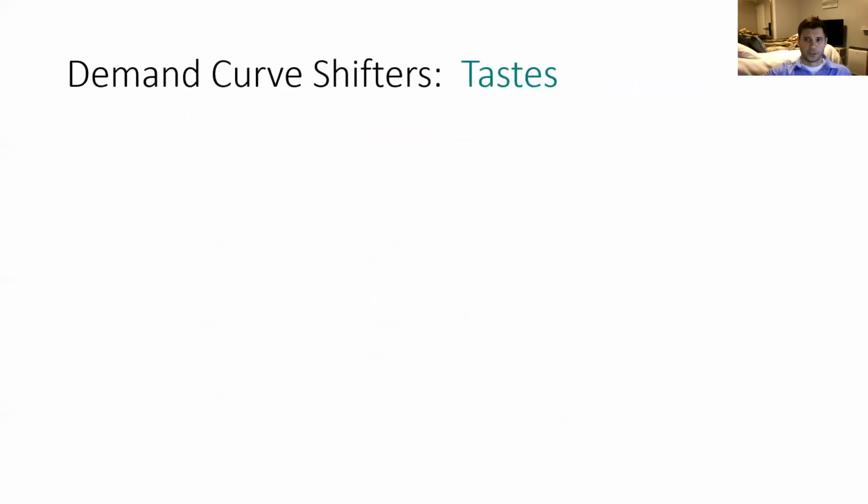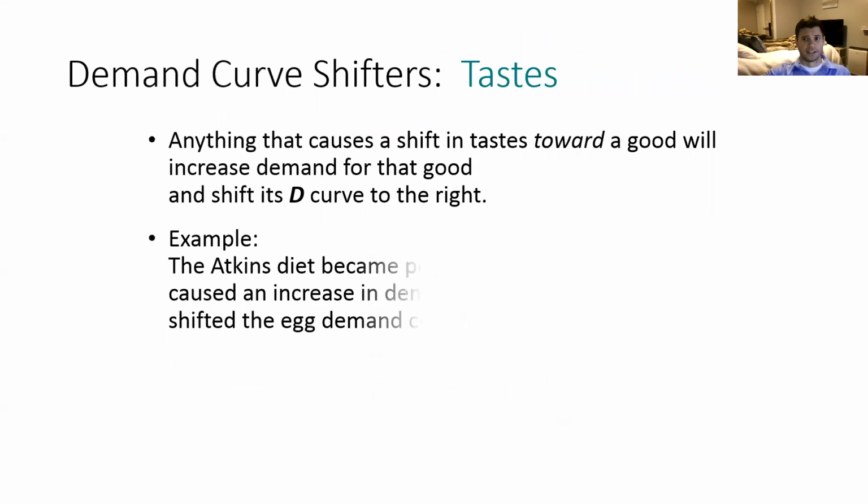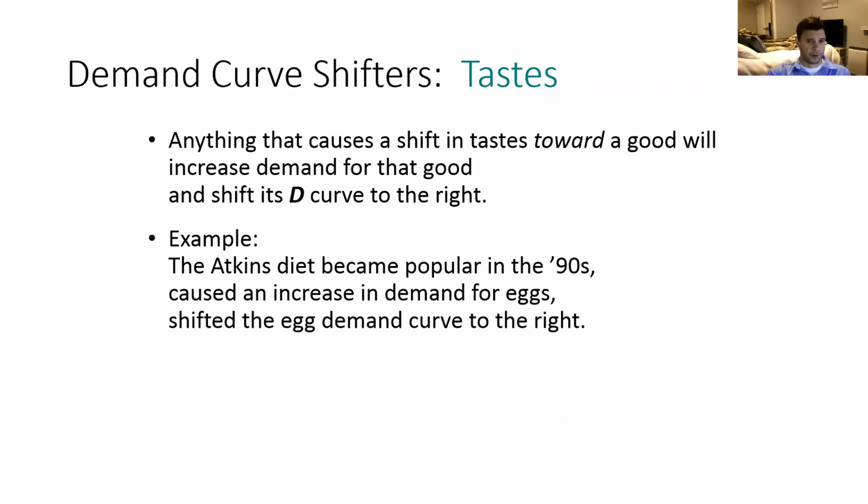Next important shifter we're going to discuss is tastes and preferences. Anything that causes preferences towards a good to increase, we're going to model that again as shifting the demand curve to the right. For example, in the 90s, the Atkins diet was extremely popular. A lot of protein, and this caused an increase in demand for eggs. So this caused a shift in the egg demand curve, moving in the rightward direction.